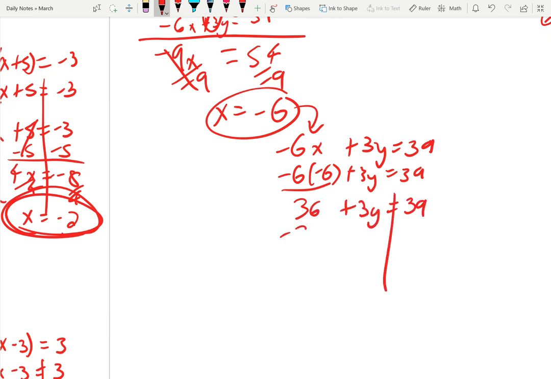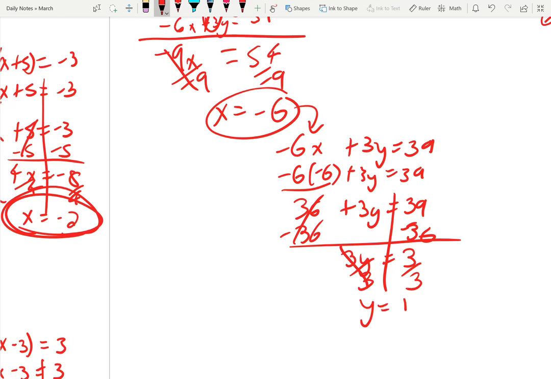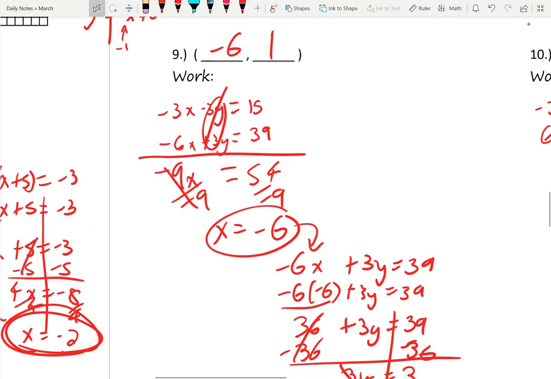39. Subtract 36. So this will be 3y equals 3. And then divide by 3 to cancel that out. We end up with y equal to 1. So we've got my final answer.